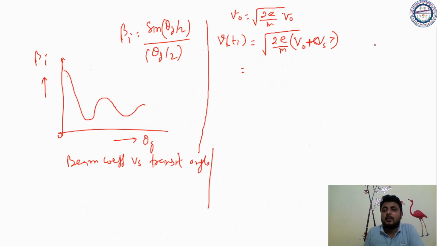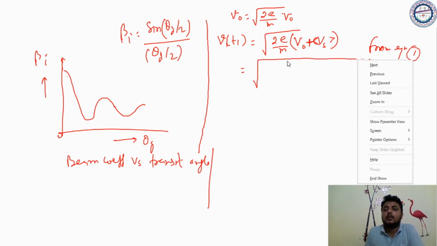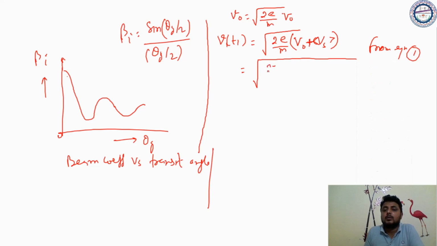So from equation 1, this can be written as the square root of 2e by m into (V naught plus beta I V1 sine(omega T naught plus theta G by 2)). This is all under the square root.